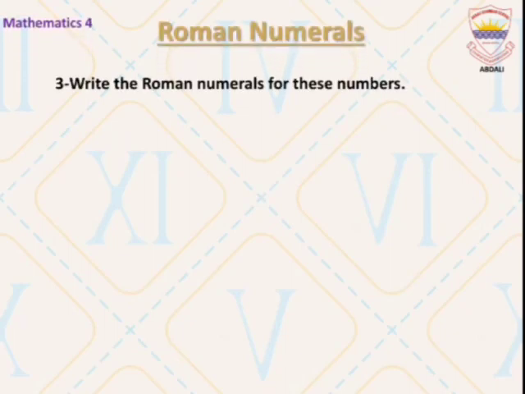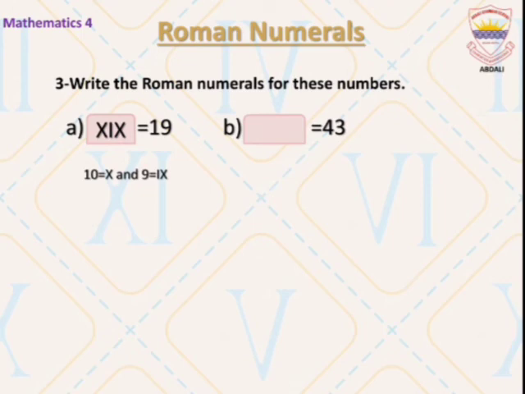Now students, let's solve our third question. Write the Roman numerals for these numbers. Our part A number is 19. 10 is equal to X and 9 is equal to IX. We split 19 into two parts, 10 and 9. XIX is equal to 19.